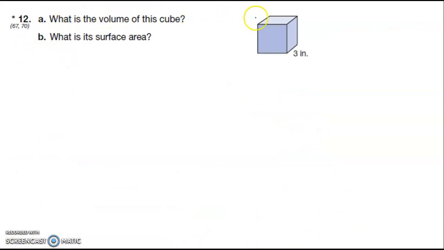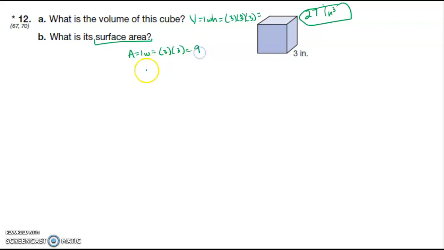Okay, number 12 says, what is the volume of the cube? So if volume is length times width times height, then I'll have 3 times 3 times 3, which is equal to 27 inches cubed. What is the surface area? So we're going to take the area of one face, which is 3 times 3, which is 9. And we know that we have 6 total faces. So the surface area is equal to 6 times 9, which is 54 inches squared.